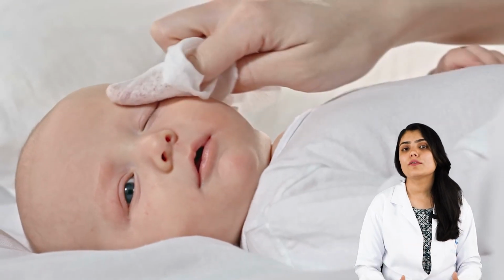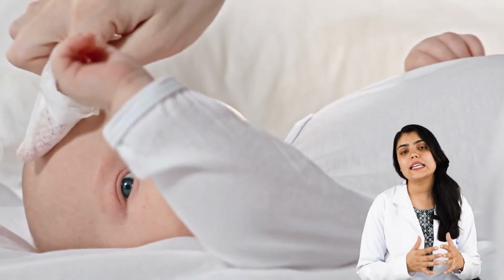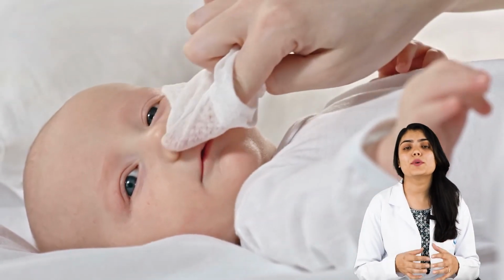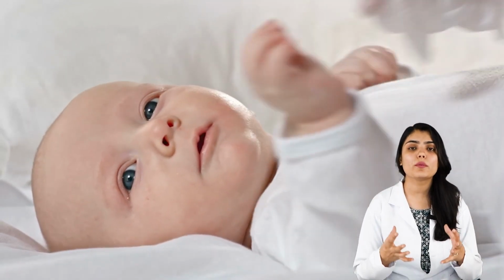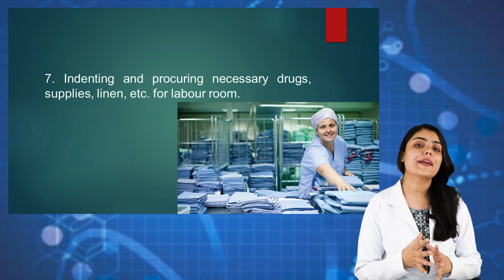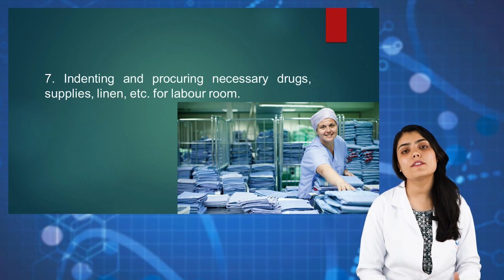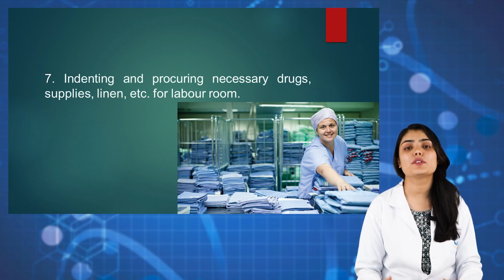The next function of the nurse is also maintaining the records and the reports pertaining to labor room. So within a labor room, the number of births that take place, the weight of the baby, the abnormalities found during the time of delivery, the abnormalities found in the baby, there are so many different things that are to be recorded. And therefore, it is the responsibility of the staff nurse to make sure that all those details are recorded appropriately.